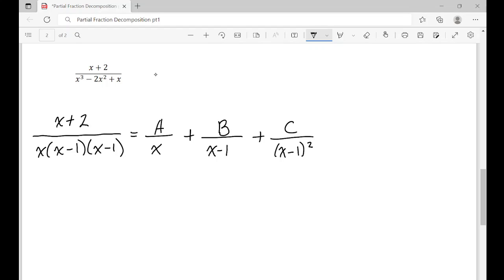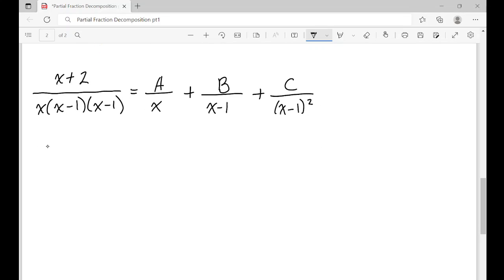Now I'm going to find the LCD, which is x times (x minus 1) squared. And I am again going to multiply the entire equation by the LCD. And when I do that, I'm going to be left with x plus 2 equals A(x minus 1) squared plus Bx(x minus 1) plus Cx.